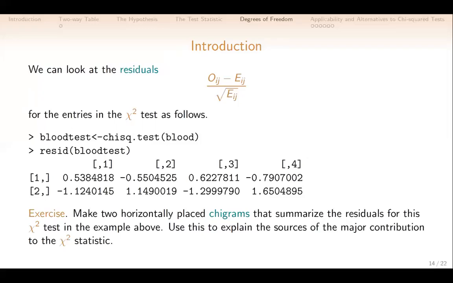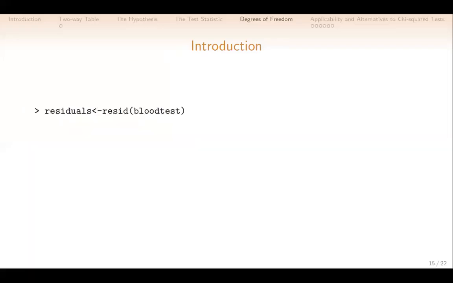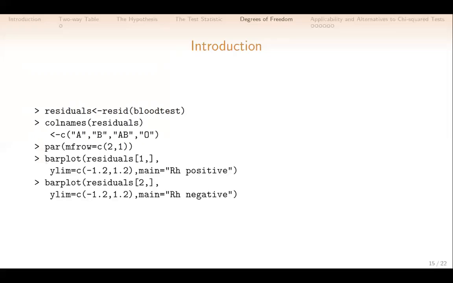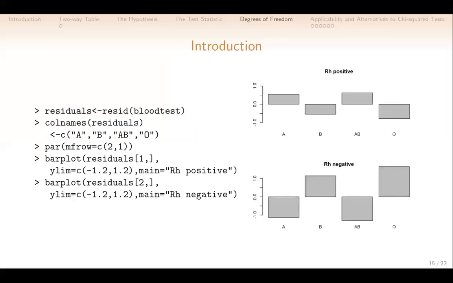Okay, so I'm going to show you two horizontal bar graphs that help you summarize the residuals in this case. So I created a little vector called residuals. It took all the residuals of the blood test, and I gave them names, A, B, and O. And then I created a graph. So I want a graph that has 2 rows and 1 column. And then I just make 2 bar plots for the positive one and the negative one. And there they are.